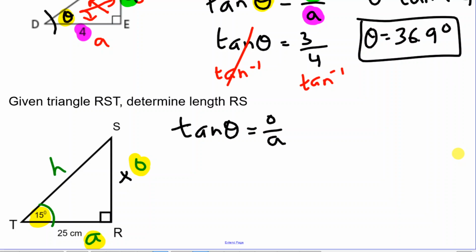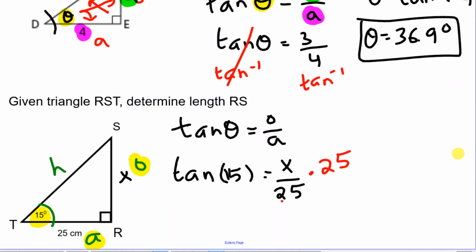I would always just start by writing your generic formula without anything in it. Now we plug in the values. This time we know our angle. It's 15 degrees. We don't know our opposite side. I can call that x. We know our adjacent side is 25. So again, same thing as before, I need to isolate my unknown. Right now the x is being divided by 25, so I multiply both sides by 25 to undo that operation.